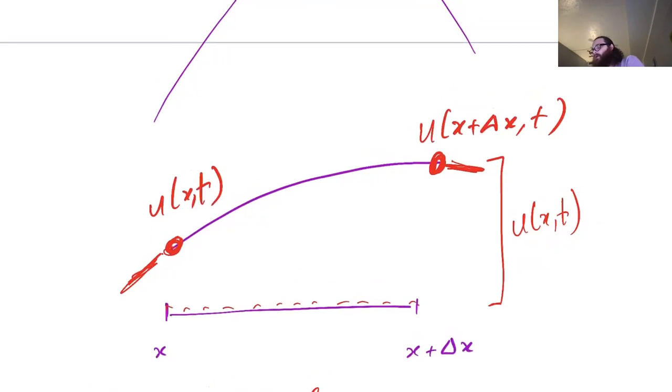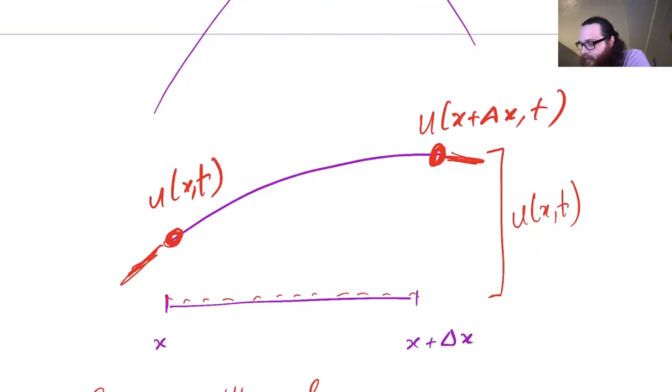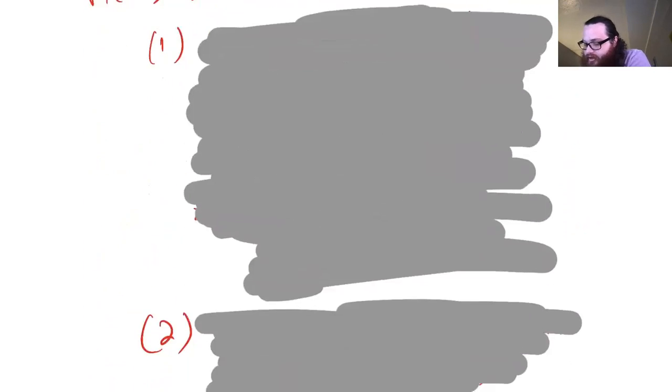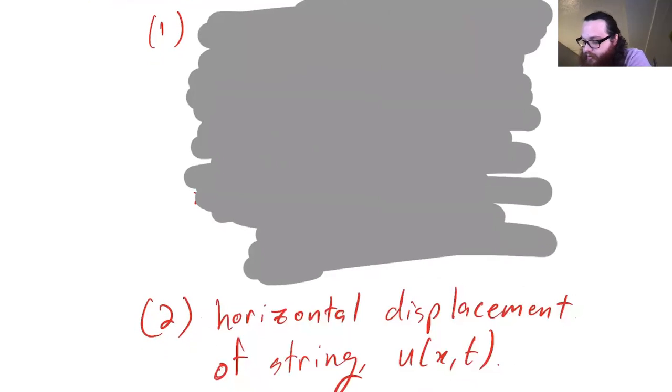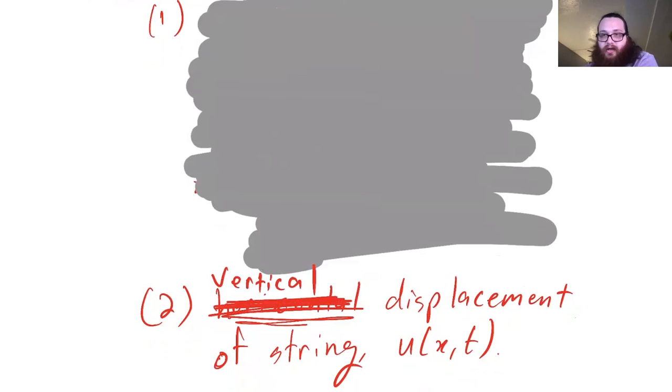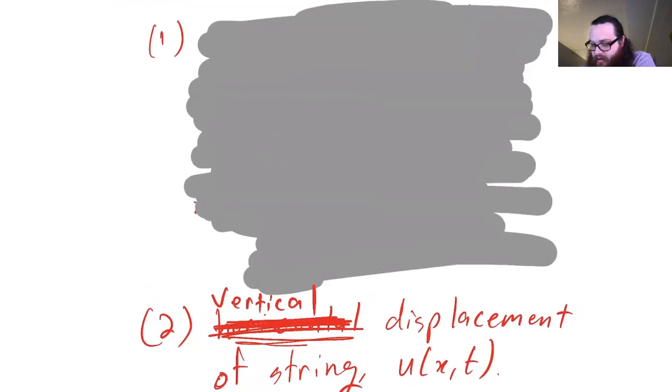Okay. So how do we go about incorporating Newton's laws or Newton's law? Well, we'll need some pieces. The second piece I actually wrote there, and it's not the horizontal displacement, but actually it's going to be the vertical displacement of the string. Just the height of the string at any point in space, any point in time. So it's one of the two pieces, right?